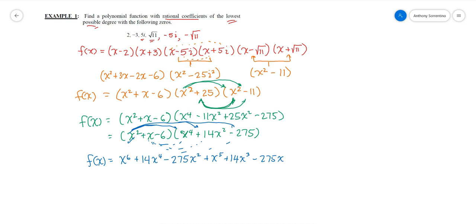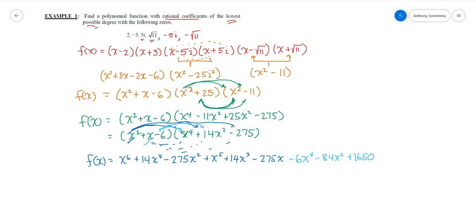And then lastly, I'm going to use a slightly different color. Go to that lighter blue. Negative 6 times x to the 4th gives me a minus 6x to the 4th. It's the same procedure we often use for foiling. Negative 6 times 14x squared is going to give me a minus 84x squared. You just have to make sure you're keeping track of which quantity in the first one you are multiplying by the quantity in the second one. And negative 6 times a negative 275 is going to be a plus 1650.